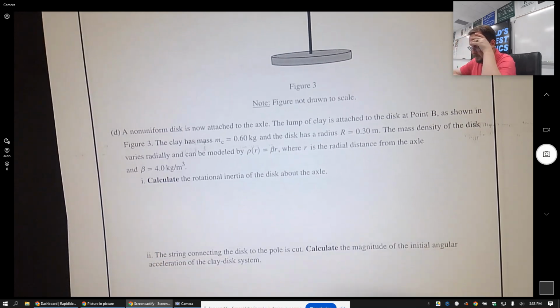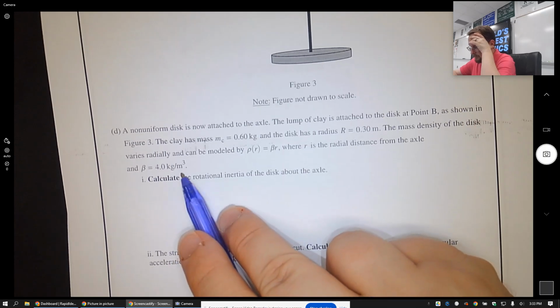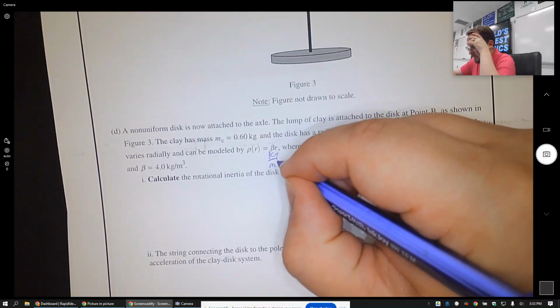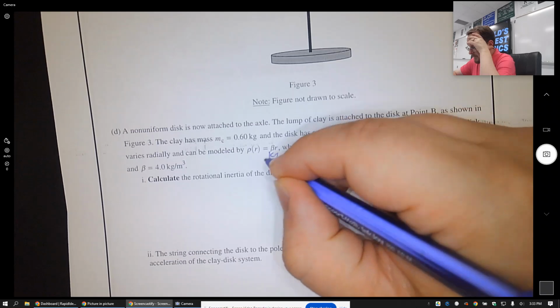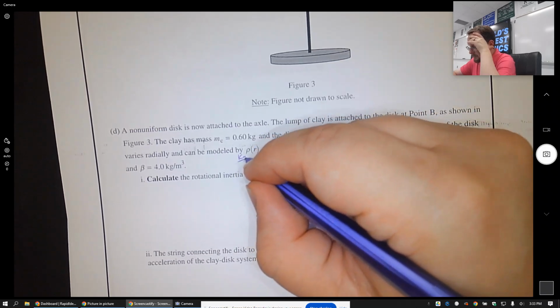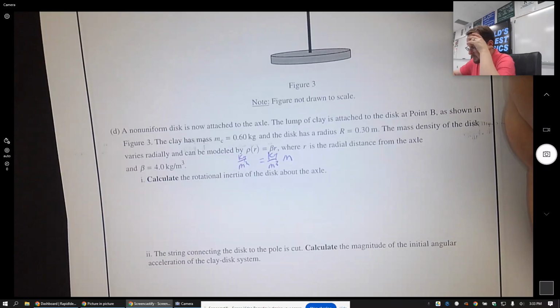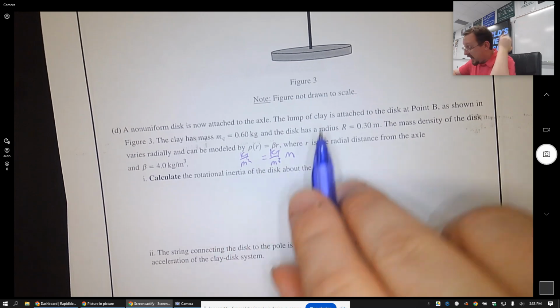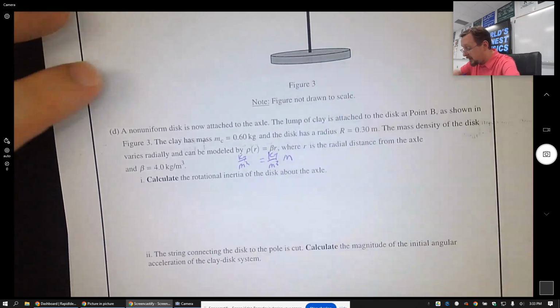kilograms per meter cubed. So if this is kilograms per meter cubed, and this is meters, then this would be kilograms per meter squared. All right. So calculate the rotational inertia of the disc, not the clay, but the disc.